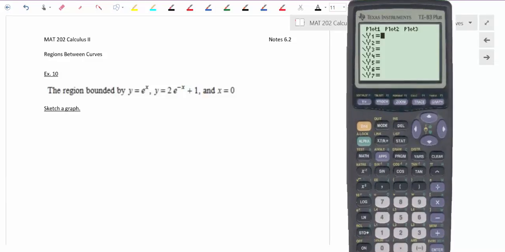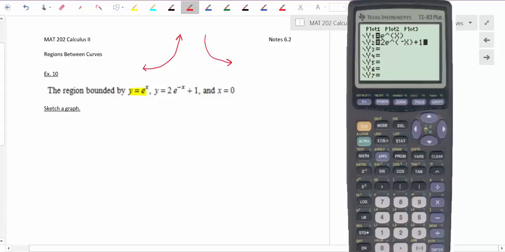So we're going to first of all plot y equals e to the x. So you would go second ln to get that to come out, e to the x. Remember that's a curve. E to the x is an exponential curve that's going to do something like that. Then in y2 we're going to do 2e to the negative x plus 1. And then that will be a curve that's going more like this.